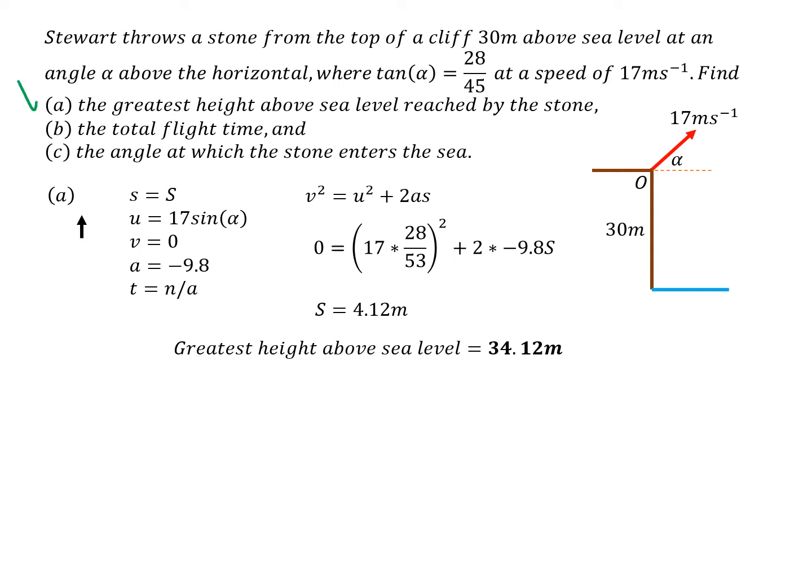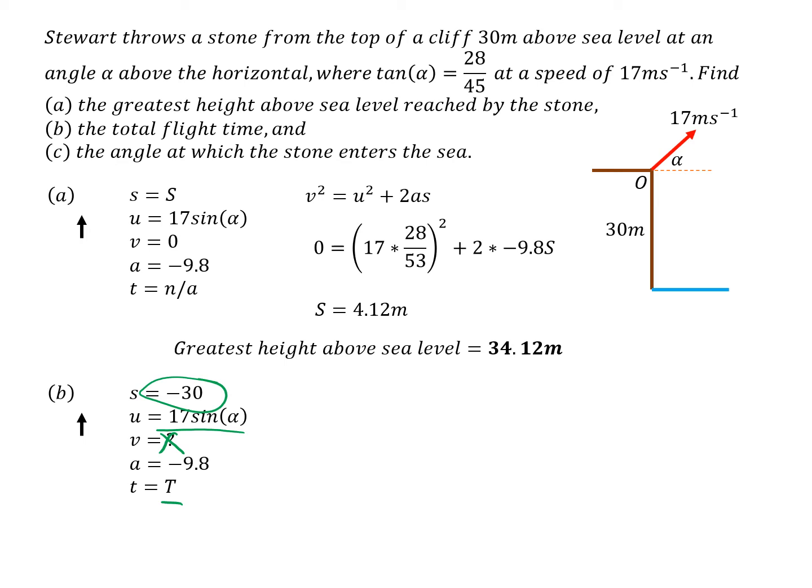Let's look at the total flight time now. What I'm doing is looking at the whole of the flight, and I'm looking at the time t when the vertical displacement is minus 30. So I'm taking the positive direction being the upward direction once again. The initial velocity is 17 sine alpha again, and I'm not interested in the final velocity at this stage.